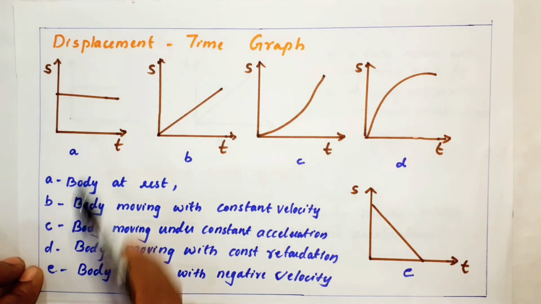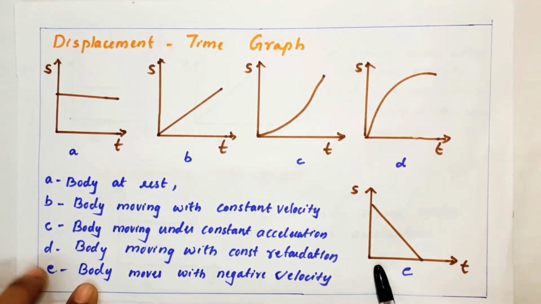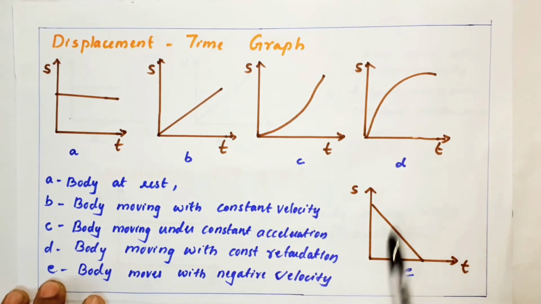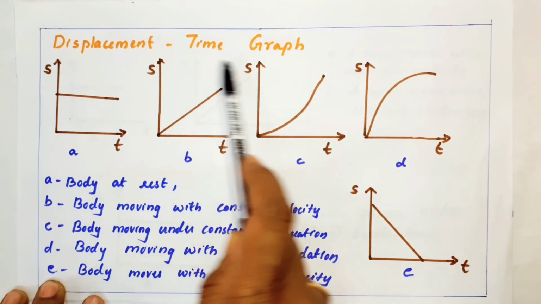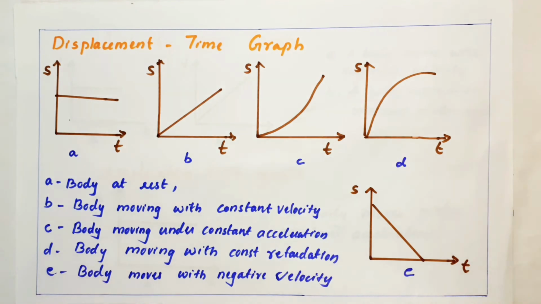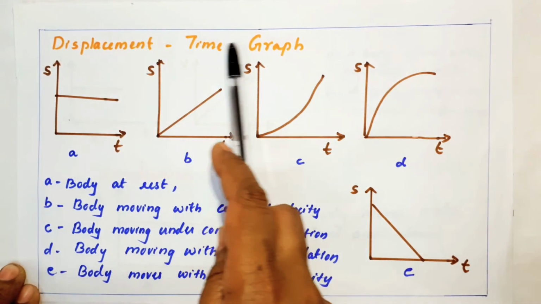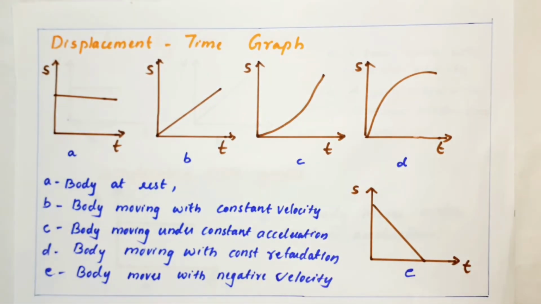See here, a total of 5 graphs are drawn. In all the graphs, the x-axis represents time and the y-axis represents S. S is the representation for displacement. Therefore, this graph can be called a displacement time graph. Now, I am going to discuss the inference from the graphs.